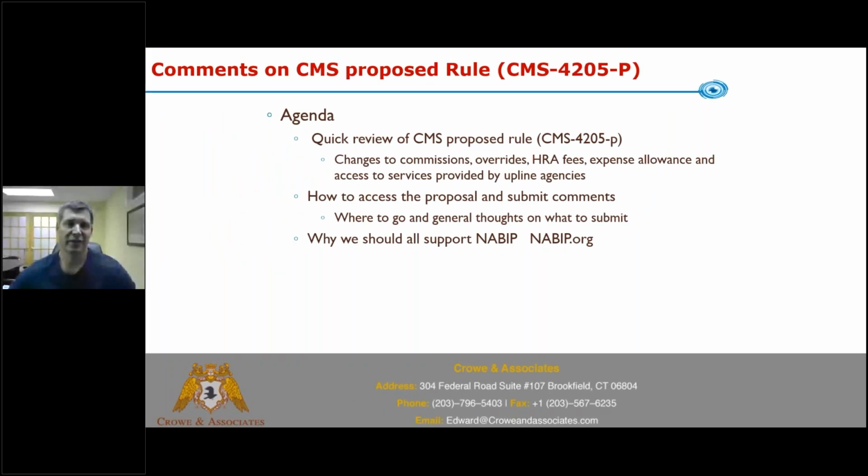So today I'm going to go over the CMS proposed rule. I already went over it once before, so I'm going to give a very brief summary of it. What I'm going to focus on more is how to send a comment in. I've had a lot of people ask me how they send in a comment, and if they do send in a comment, what they should say.